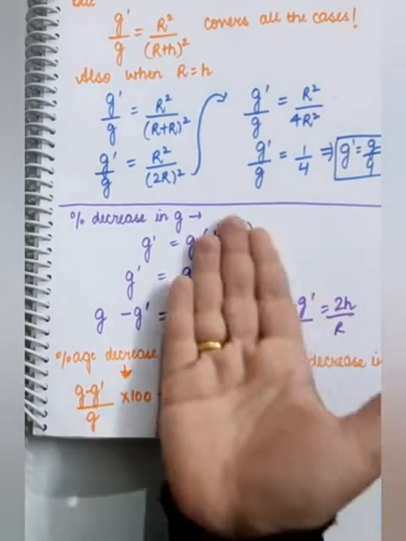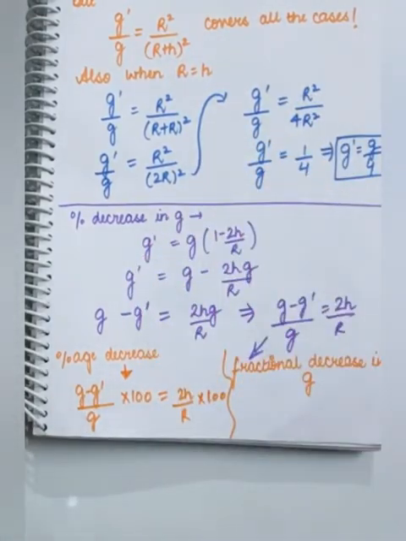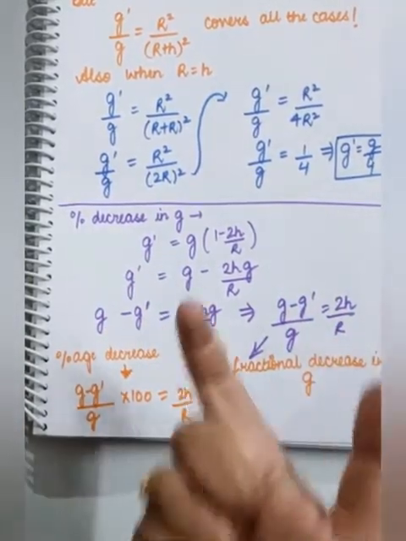Like I know, if you raise the object up to a certain height, you will face a decrease in acceleration due to gravity. Now we'll talk about percentage decrease in g. By what percent does the acceleration due to gravity decrease?